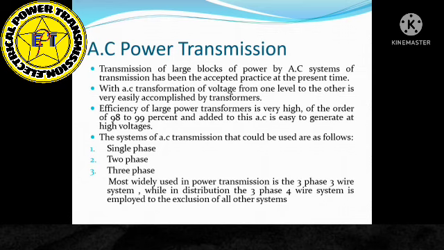So 12 in one phase, 12 in the second phase, and 12 in the third phase. This is actually what we do. Simply speaking, the AC transmission systems that could be used for power transmission are single phase, two phase, three phase. Most widely used in power transmission is the three phase, three wire system, while the distribution of power is through the three phase, four wire system. We can transmit power through a single phase system, as we have already discussed one simplest example based upon single phase transmission.